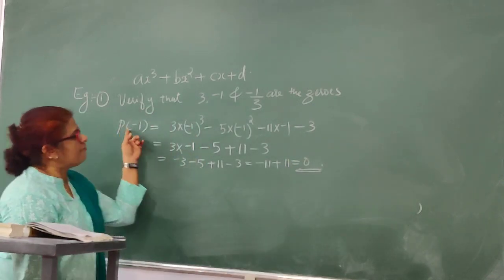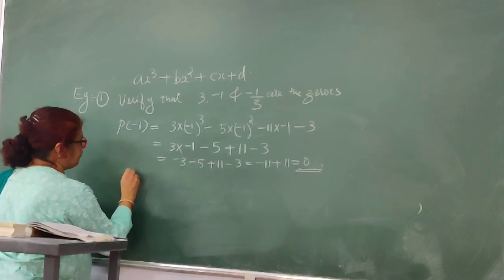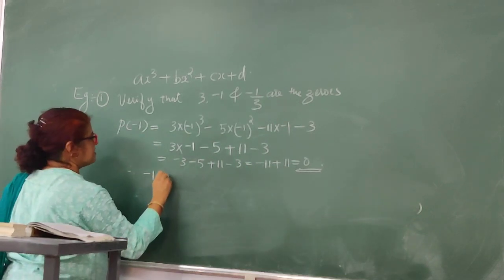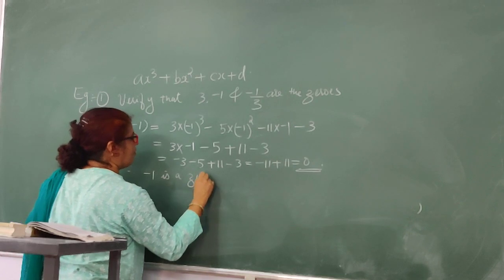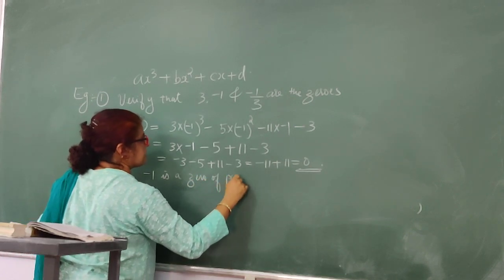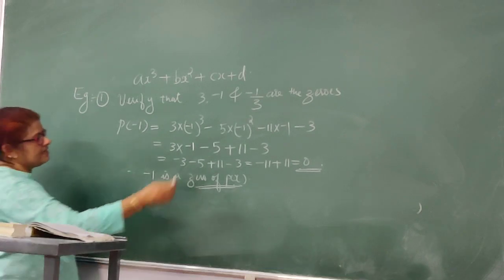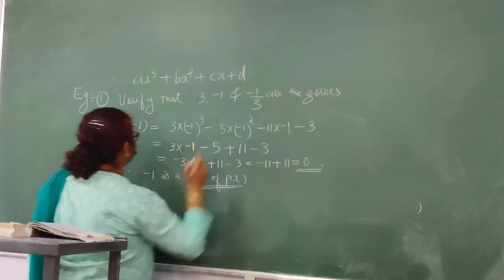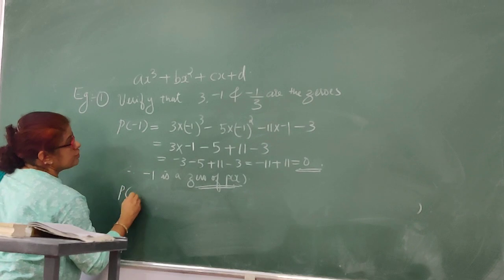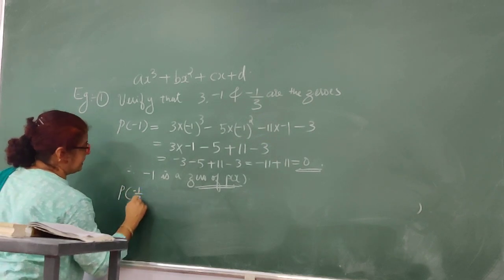And now we got p of minus 1 equal to 0. Therefore, we can say that minus 1 is a 0 of p of x. Second part also is verified. And we have to prove the third one, that is, we are going to find p of minus 1 by 3.